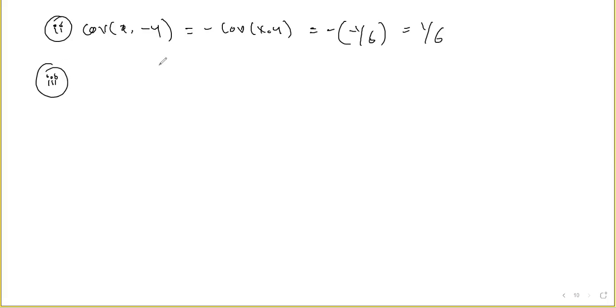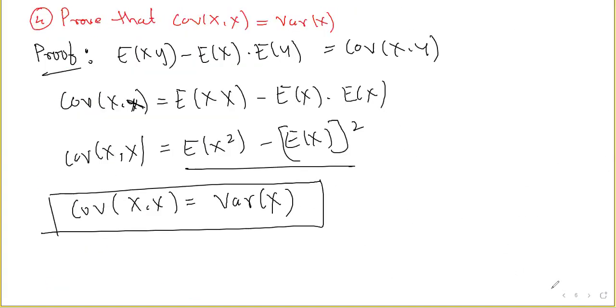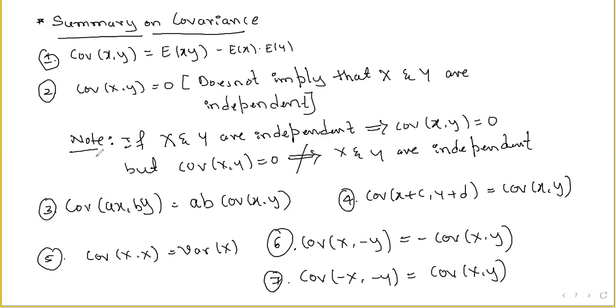Third point, what we want is covariance of x minus 1, y plus 3. Again by the summary, covariance of x plus c comma y plus d is nothing but covariance of x comma y. It means that covariance of x minus c comma y minus d is the same; if the sign changes, nothing changes here.